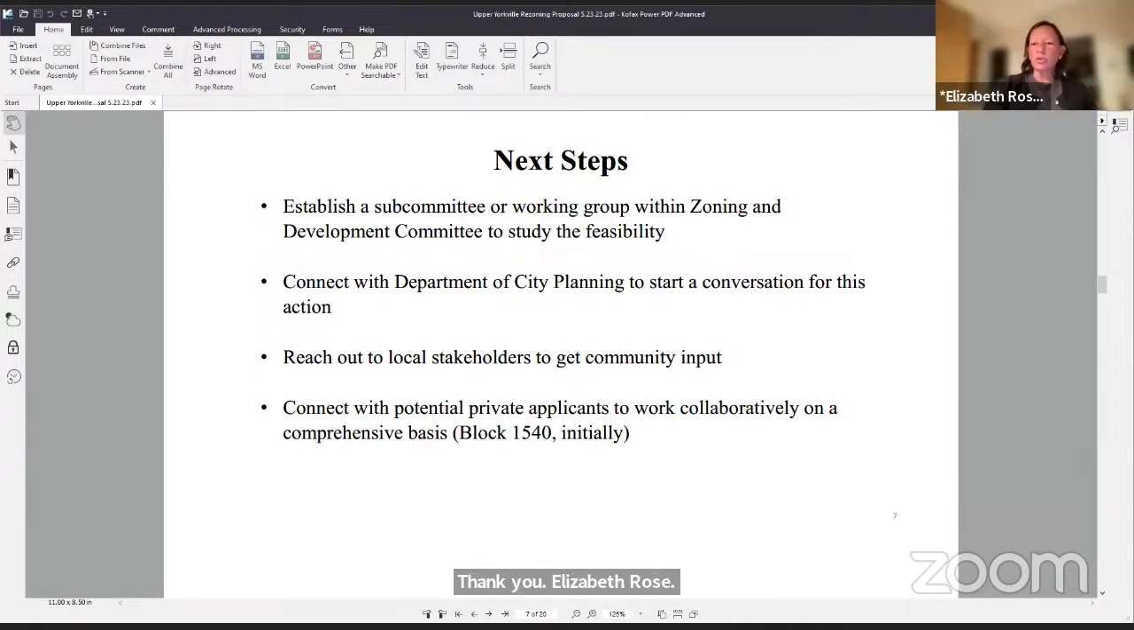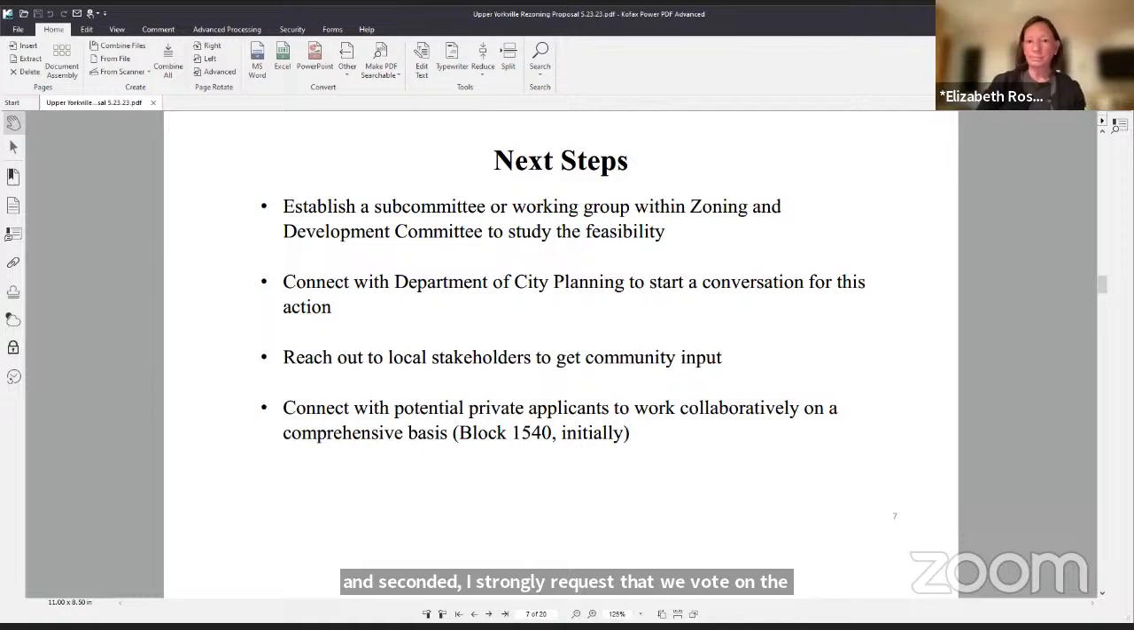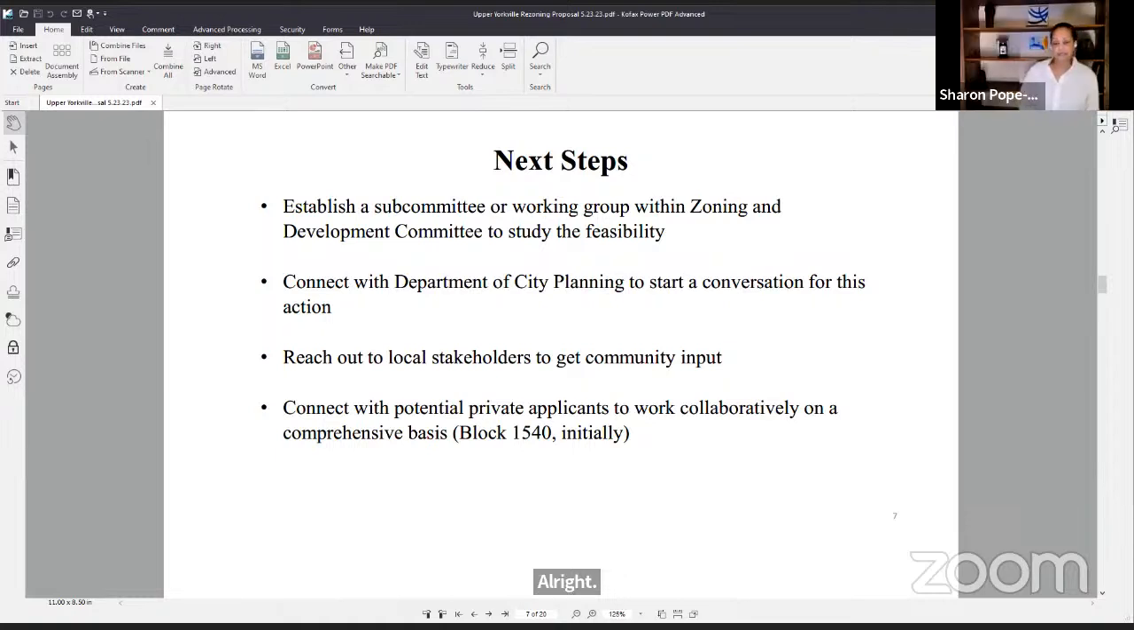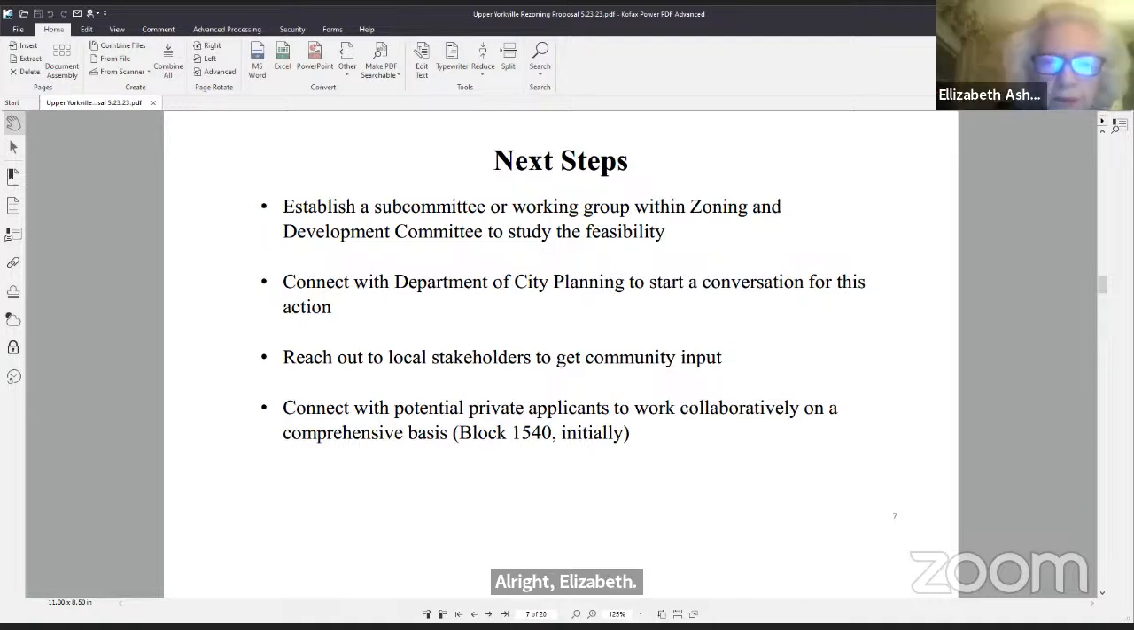I raised my hand to call the question on Craig's original resolution, and the question having been called and seconded, I strongly request that we vote on the resolution. I think we've heard several people, including yourself, Elizabeth. Judy Schneider, Marco Tamayo quickly, and then we'll vote on it. And let's make sure what on earth we're voting on.